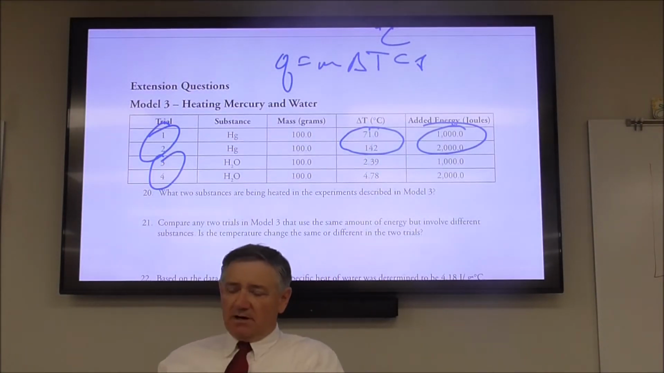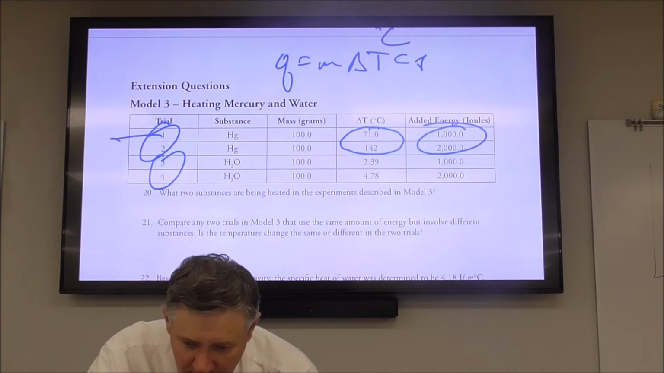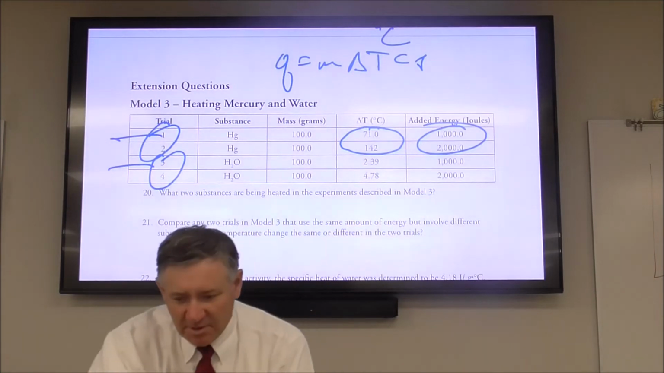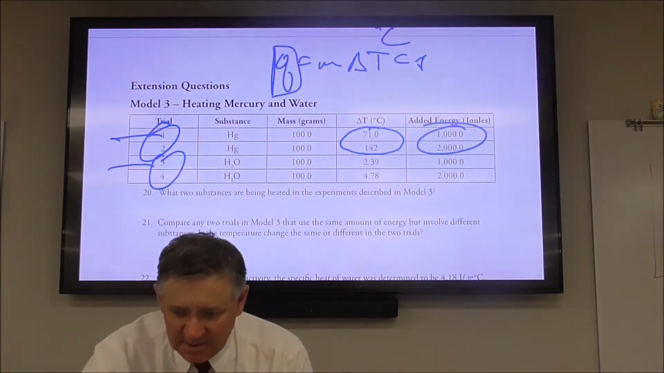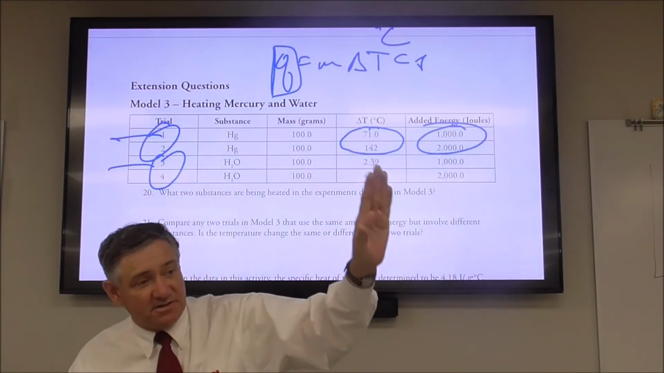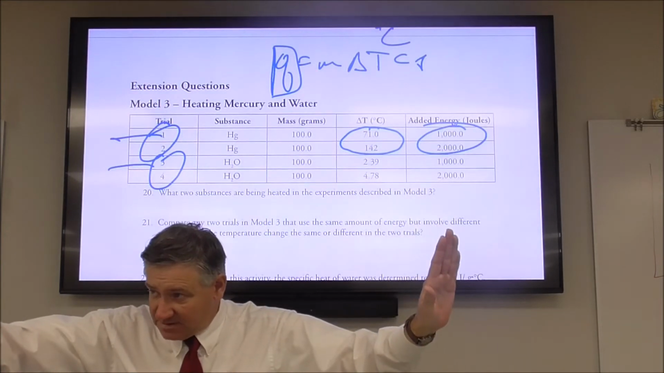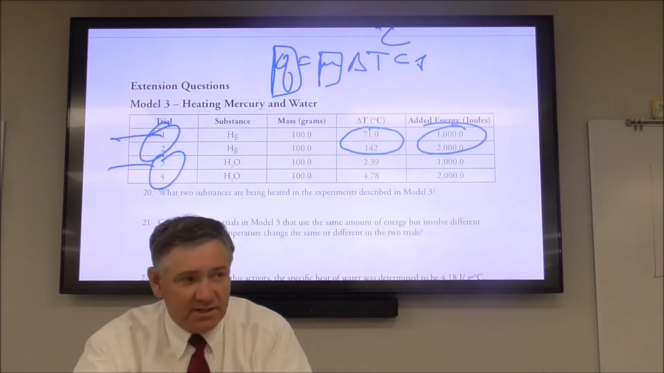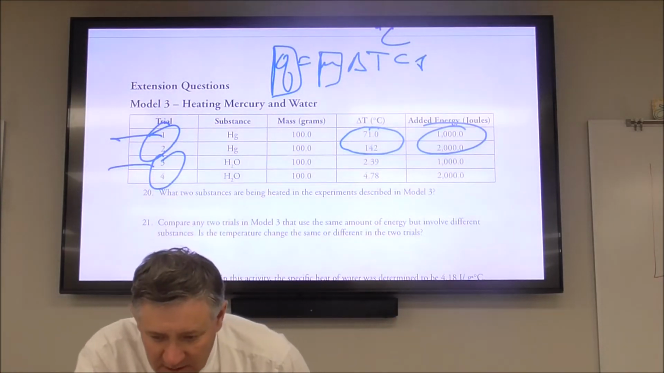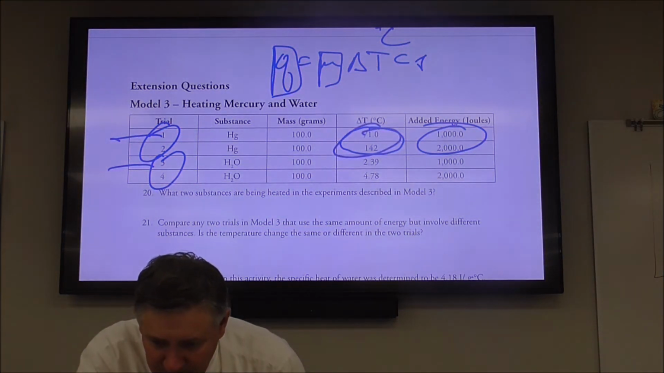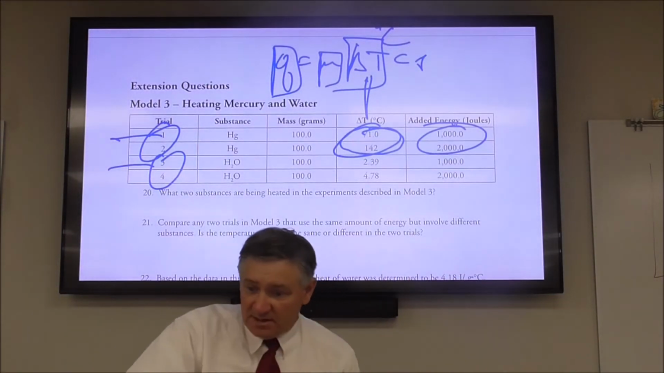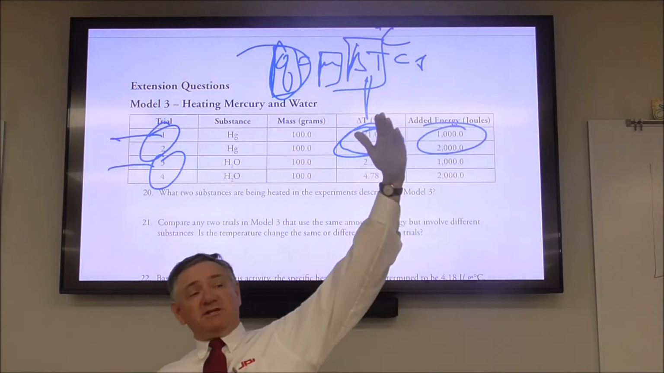All right, let's compare trial 1 to trial 3, the mercury and the water. Big idea: in both situations, the Q value is going to be the same. 1,000 joules, 1,000 joules. That 1,000 joules is the value of Q. The mass is the same, 100 grams. So since mercury has a big change in temperature, and we still have to get a certain value over there, mercury has a big change in temperature.